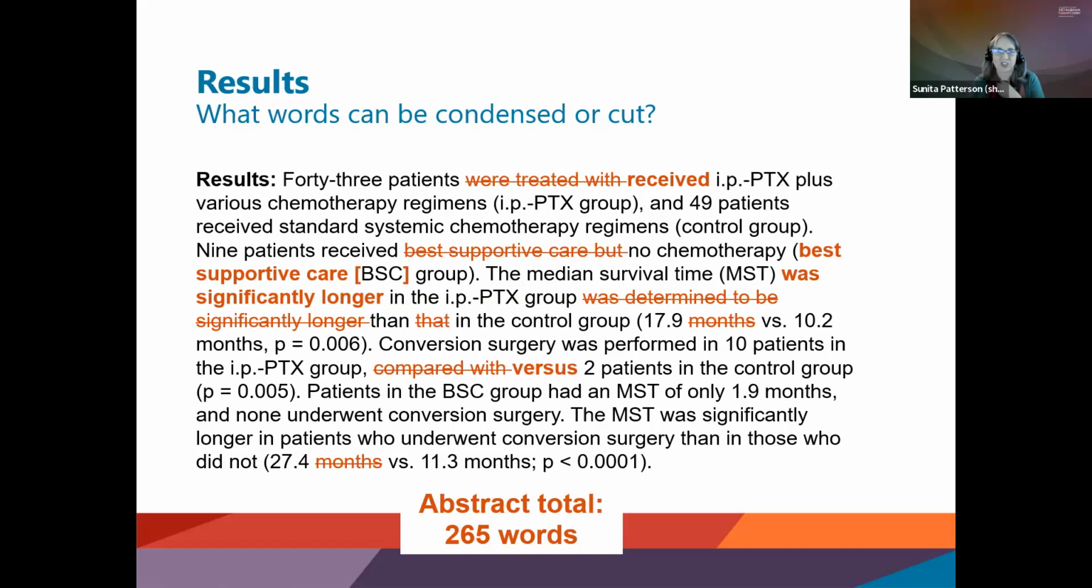Can we remove "patients" after 49? Let's see. Yes, 43 patients received paclitaxel plus various chemotherapy regimens, and 49 received standard. Yes, absolutely. Good one. Anyone else find something?